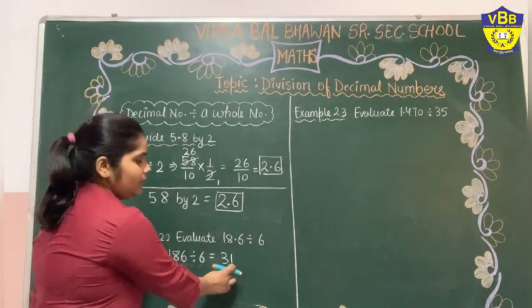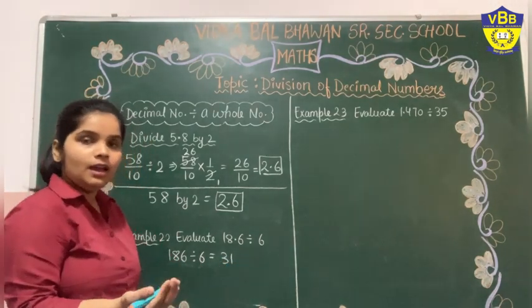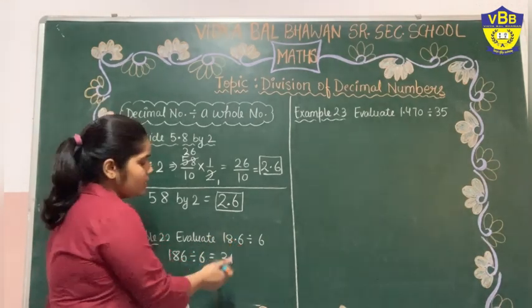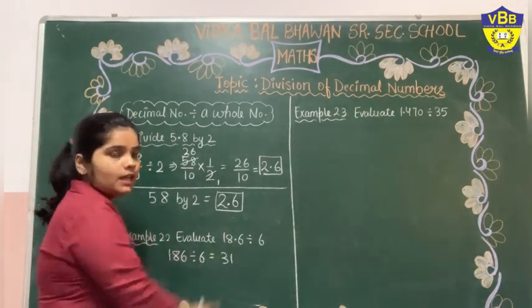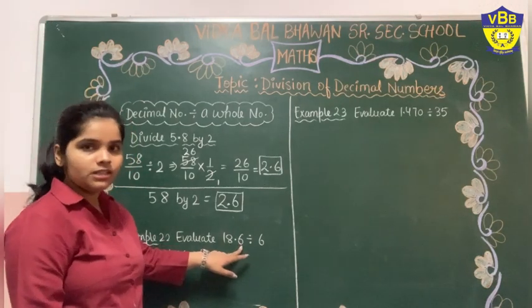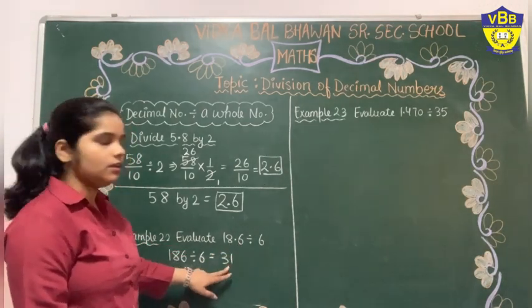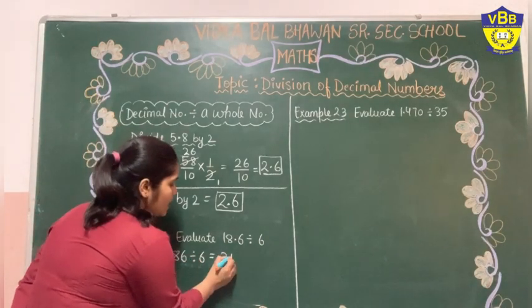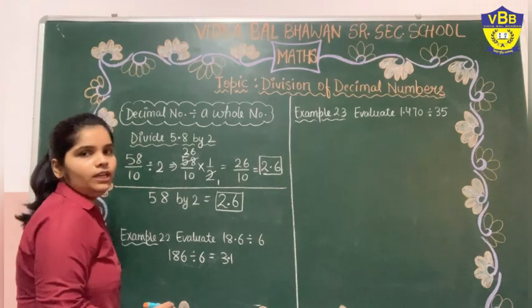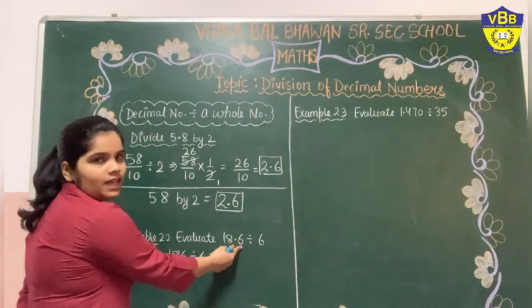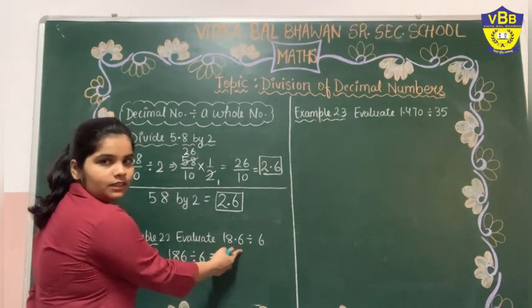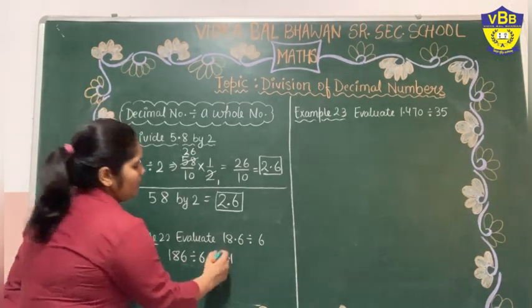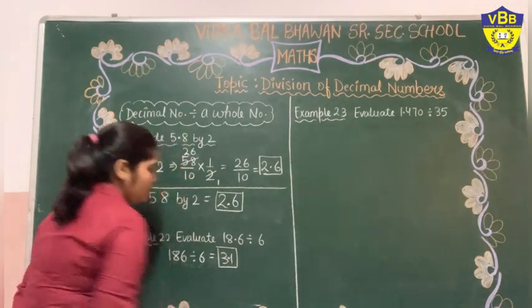Now the answer is 31. Place the decimal after the decimal places the question is having. Like the question is having one decimal place, 18.6, one digit after the decimal. So the answer of this division will also have one decimal place. Answer will be 3.1. The decimal has been placed after one decimal place in the given decimal number, so the answer will also have one decimal place. Answer is 3.1.